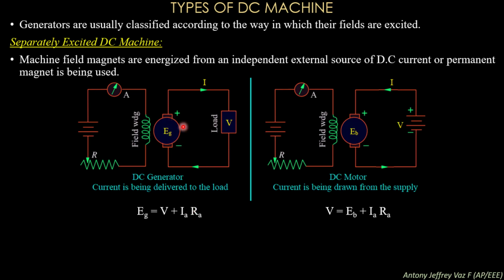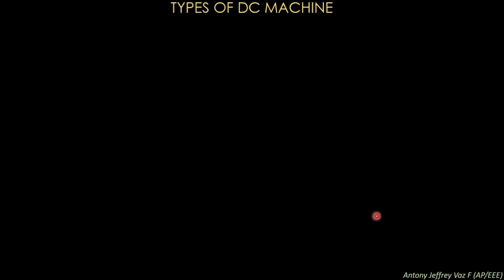Whereas in the motor case, the load voltage that you are going to supply, that is the battery voltage you supply to the motor, will be greater than the back EMF. So V will be equivalent to EB plus IaRa. So this battery has to deliver the current to the back EMF as well as to the armature ohmic drop IaRa.